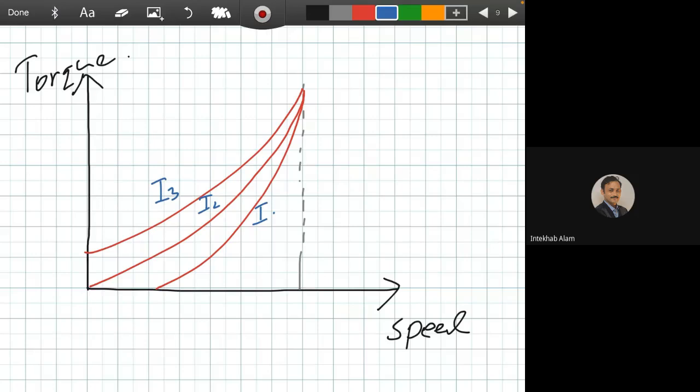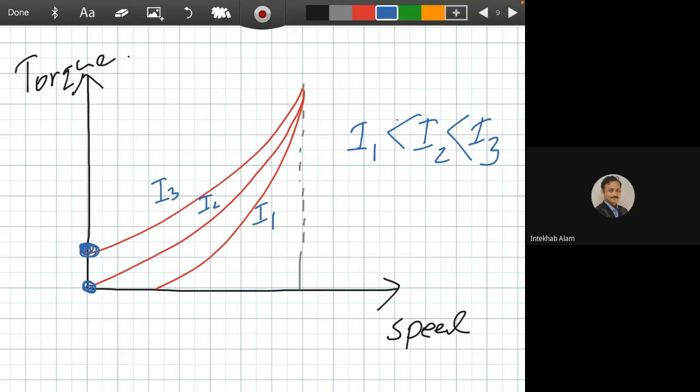Three curves with three different currents, I1, I2, I3. So what is the relation between I1, I2 and I3? Could you please guess? This is the torque-speed characteristic. Okay, so I1 is less than I2, I2 is less than I3. Whenever we change the input current, we may get three different torque curves. I3 is the highest one here.